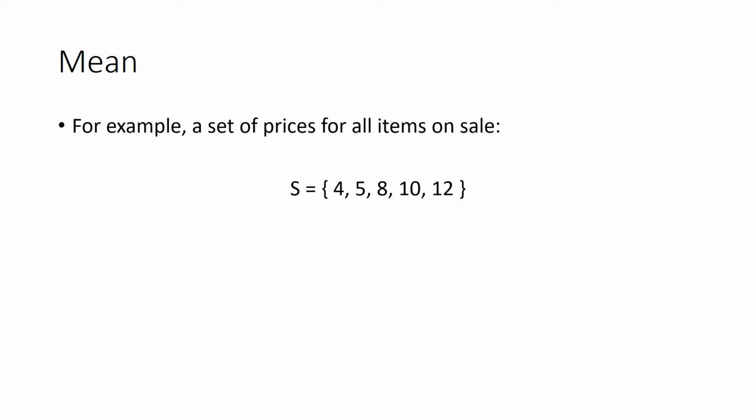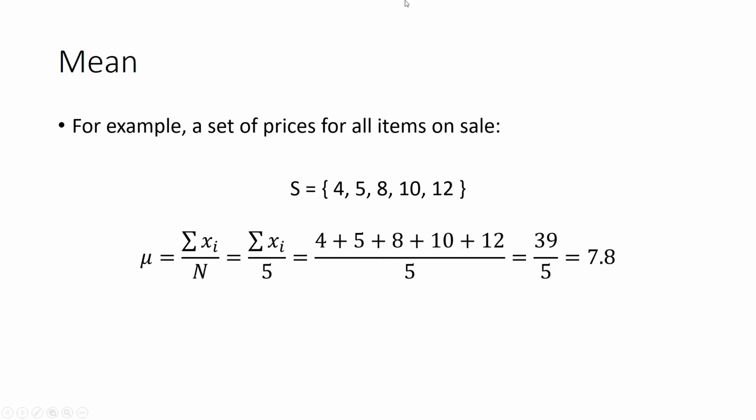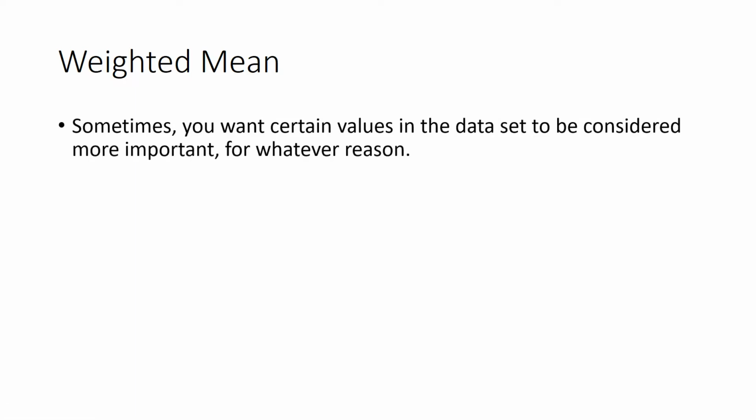For example, here's a set of 5 things that are on sale. The value there could be pounds or dollars, whatever: 4, 5, 8, 10, and 12. What's the average? Well, sum up all the x's and divide by n. There are 5 items, so n is 5. If you add up all those 5 values, 4 plus 5 plus 8 plus 10 plus 12, I get 39. Divide that by the 5. The mean is 7.8. You can also have a weighted mean.